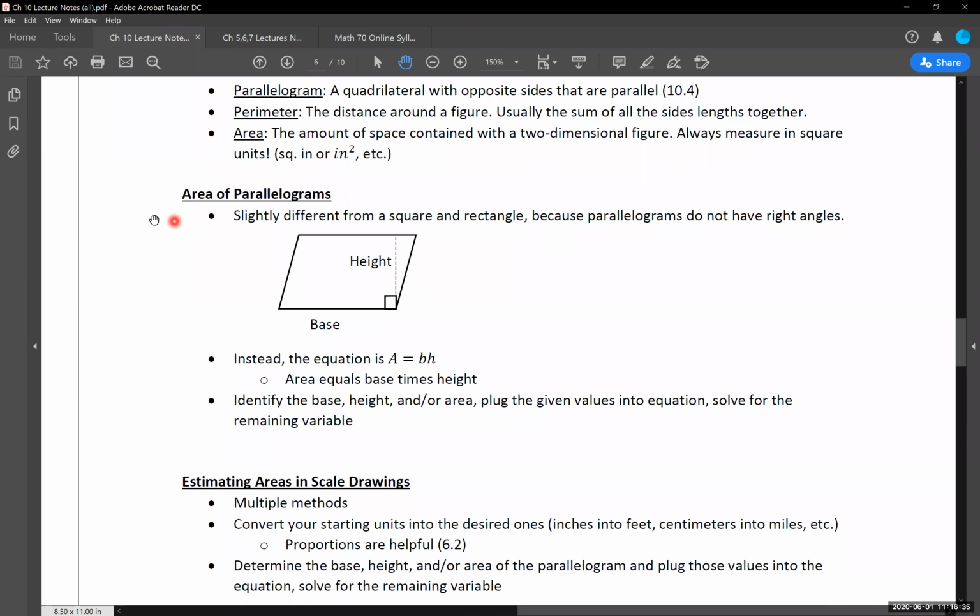So, actually getting into finding the area of parallelograms. Parallelograms are slightly different from a square or rectangle, mostly because they do not actually have any right angles. So the way that we're going to determine our equation for the area of a parallelogram is a slight variation from the square and rectangle one, in that the area is equal to the base times the height.